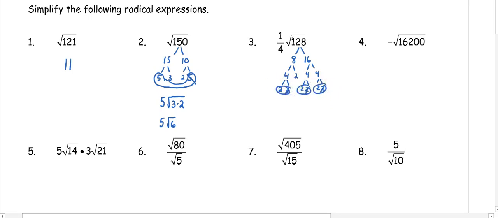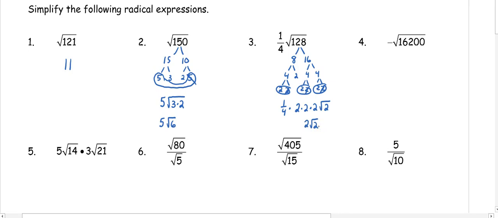There was already a number out front, so that coefficient of 1/4 is going to multiply with our pairs. So we would have 1/4 times 2 times 2 times 2. There's still a 2 left over, so under the radical is another 2. Now when I multiply 1/4 times 2 times 2 times 2, I end up with 2 root 2.